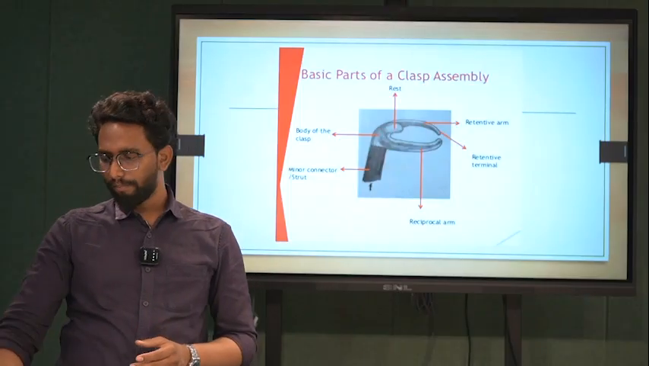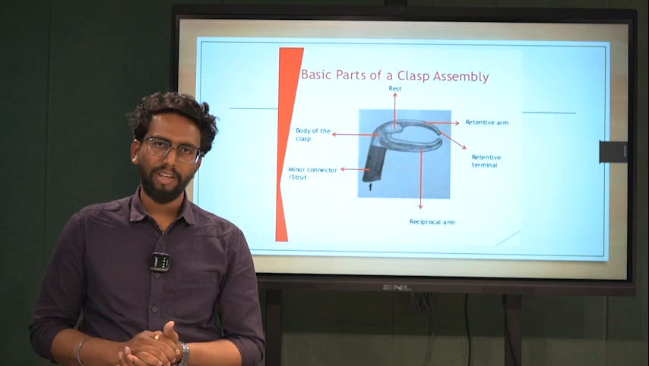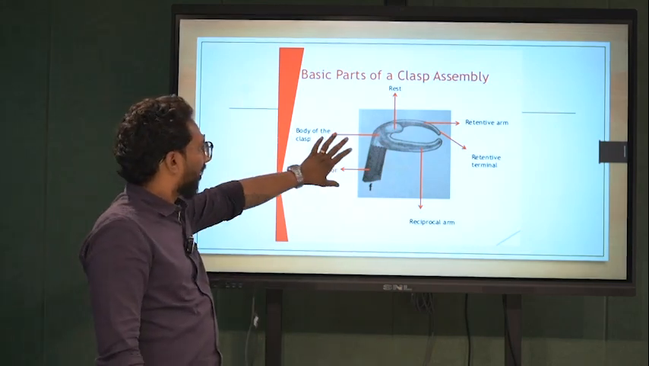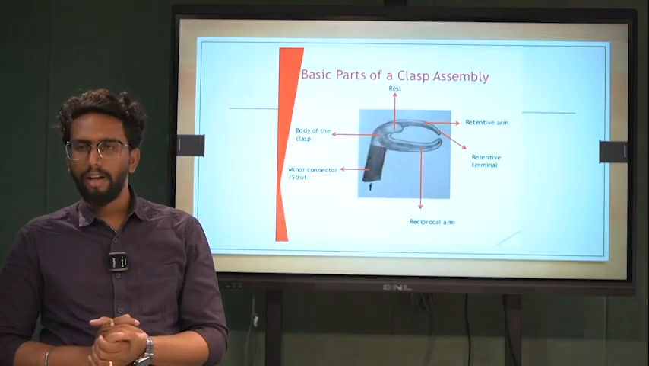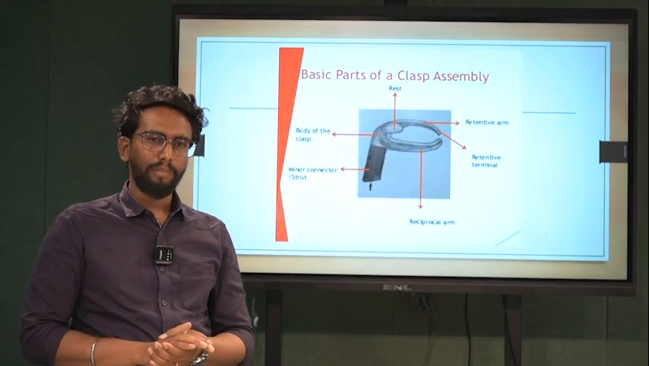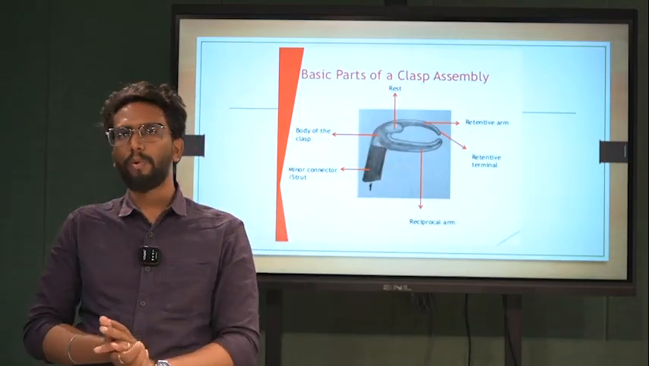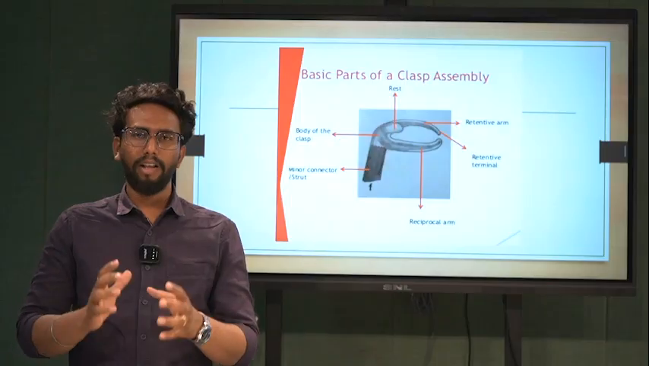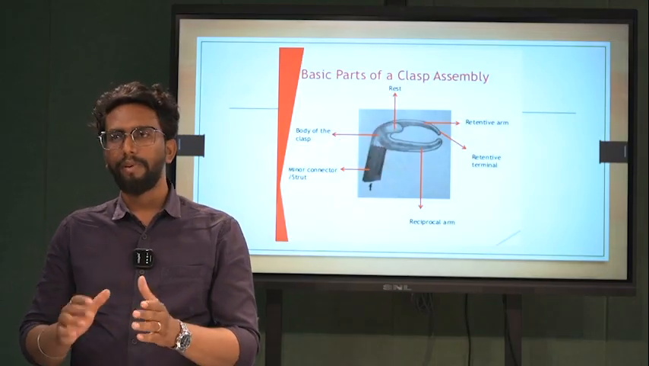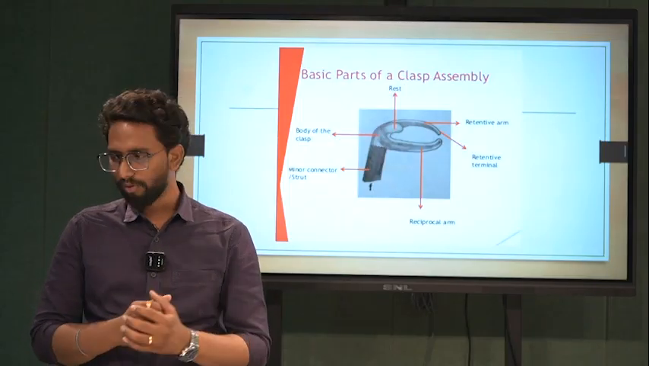Now this is the diagram of the basic components or parts of the clasp assembly, which are the body of the clasp, rest, retentive arm and reciprocal arm. The retentive arm is also divided into the retentive arm and retentive arm terminal, which provide the direct retention to the removable partial denture. It prevents the dislodgement or the removal of the prosthesis.